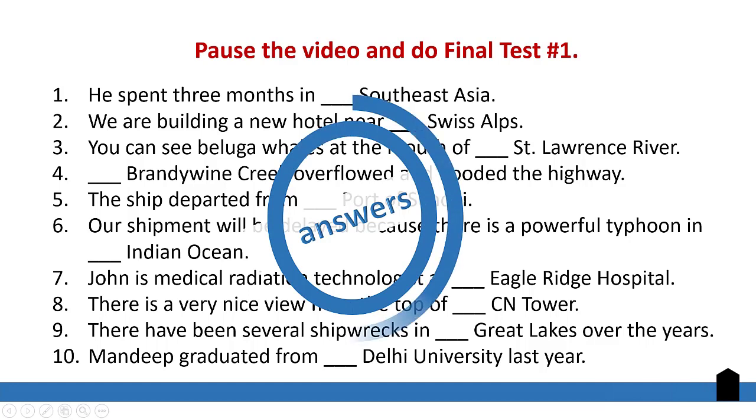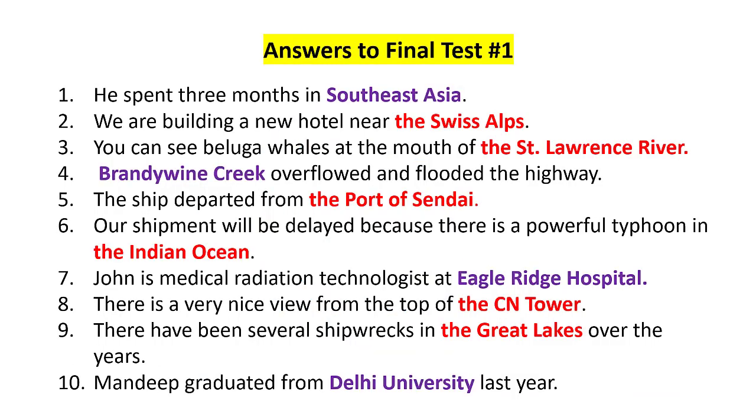Are you ready to see the answers for part 1? Here we go. 1. He spent 3 months in Southeast Asia. 2. We are building a new hotel near the Swiss Alps. 3. You can see beluga whales at the mouth of the St. Lawrence River. 4. Brandywine Creek overflowed and flooded the highway. 5. The ship departed from the port of Sendai.